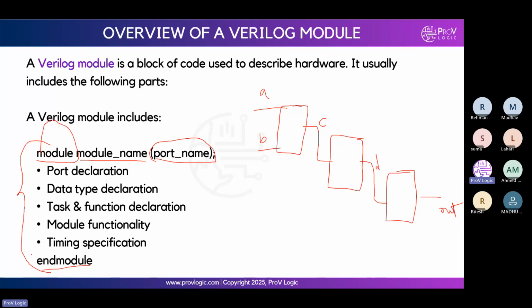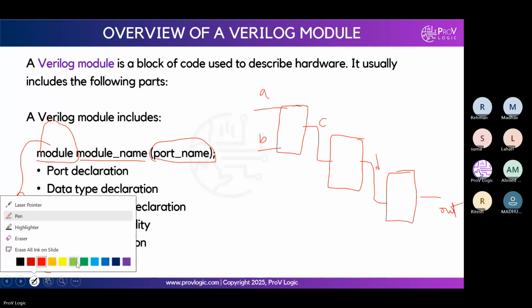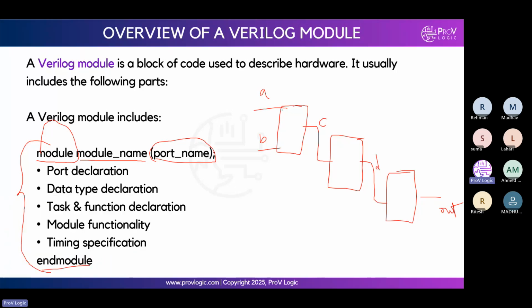Now what are the ports? Ports in the sense, only A and B are the input ports, and out is the output port. These are the main three ports. But whatever is in the middle, these are interconnections. That means the output of one gate is sent to the input of another gate. Here also the output of one gate is sent to the input of another gate. So these are not considered ports. Whatever the main inputs and outputs are, those are considered ports.